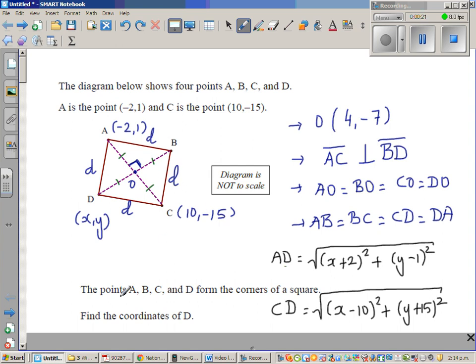B and D. The points A, B, C, D are the corners of a square. Find the coordinates of D. So this is what we want to find. We want to find the coordinates of D.